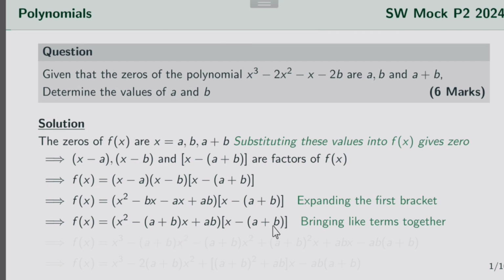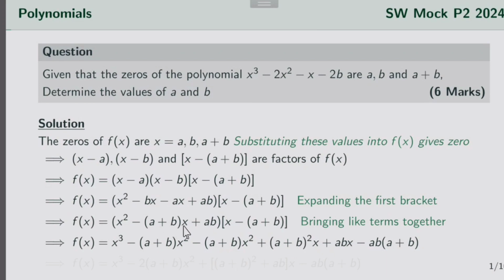Now, after bringing the terms together, I will take this quadratic expression and multiply it into this linear expression. So let's do the multiplication. x squared times x gives me x cubed. x squared times negative (a plus b) gives me negative (a plus b) x squared. Now negative (a plus b) times x multiplied by x is negative (a plus b) x squared. Then negative (a plus b) times x multiplied by negative (a plus b) gives positive (a plus b) all squared multiplied by x.